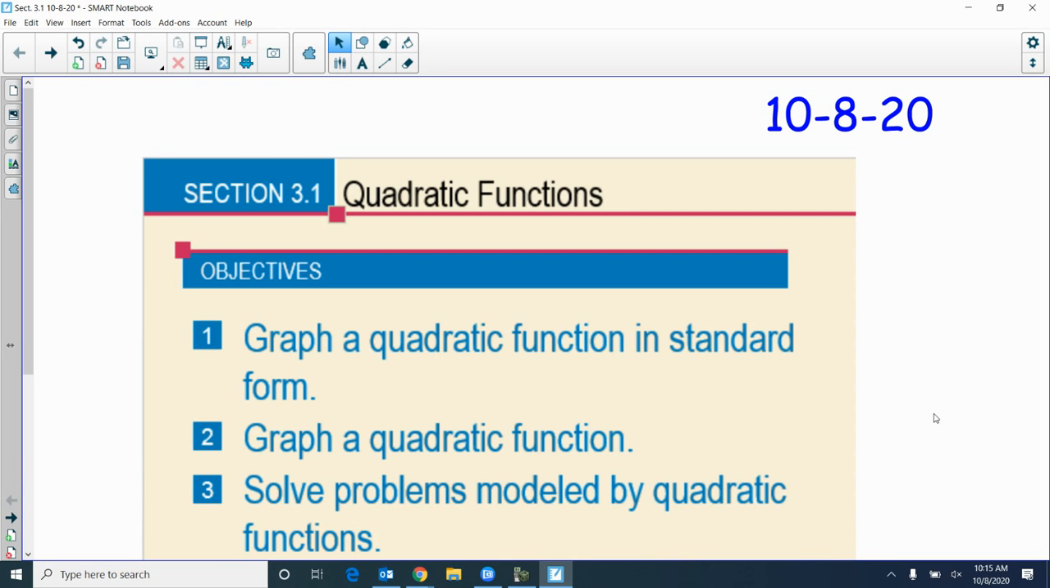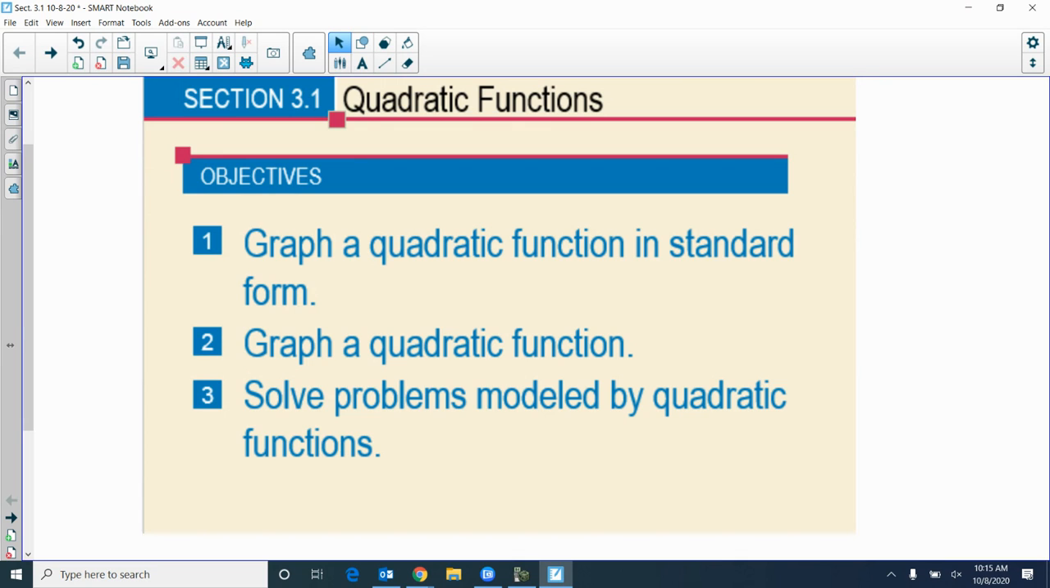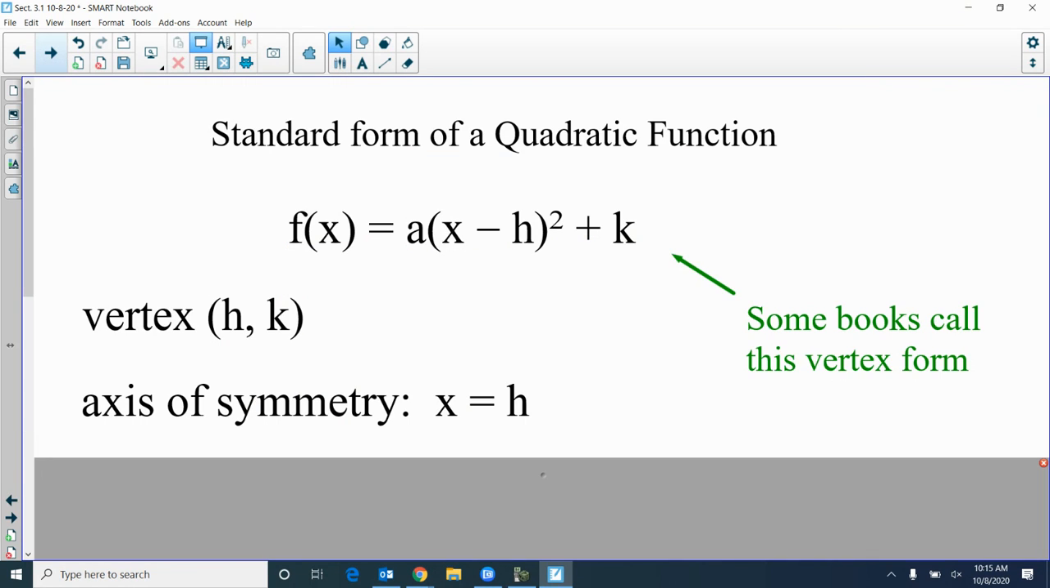Okay. What we want to hit today: graph some quadratic functions, not a ton, just a little bit, but more number 3, solving problems modeled by quadratic functions. The first thing here, the book calls this the standard form of a quadratic function. Other books will talk about f of x equals ax squared plus bx plus c being the standard form. So you have to double check what it's asking for when it says write it in standard form.